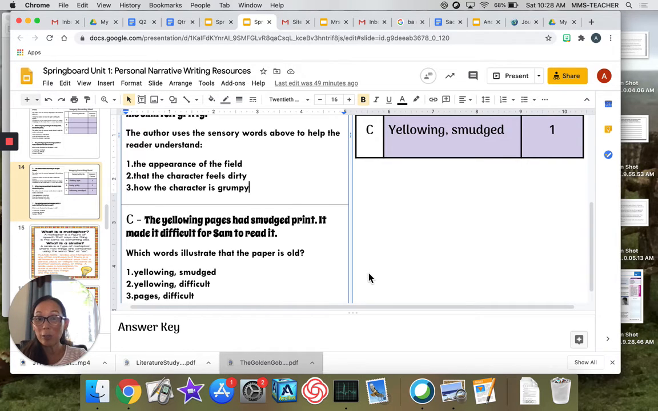And the answer choice is 1, right? Smudged kind of gives you the feeling that it could be old, most especially yellowing, right? Gives you the feeling that it's old.